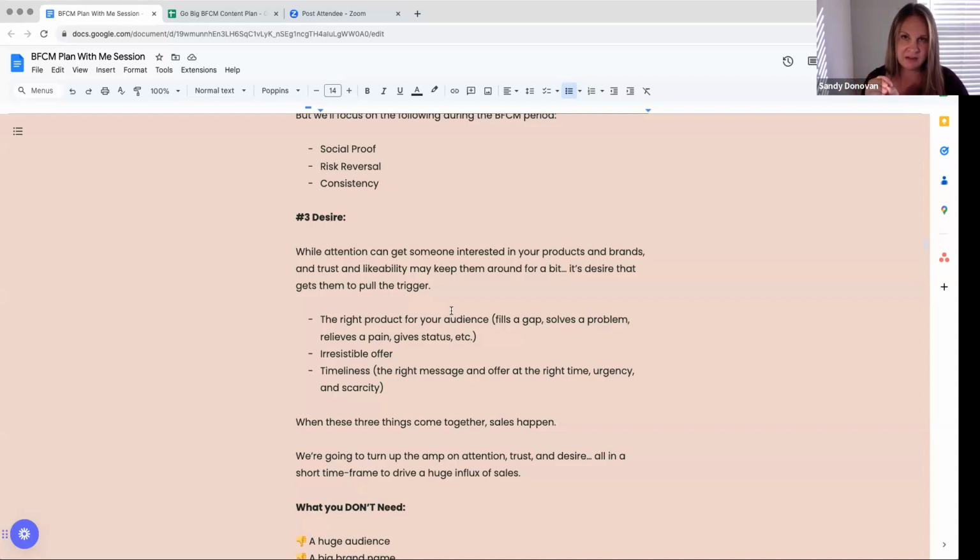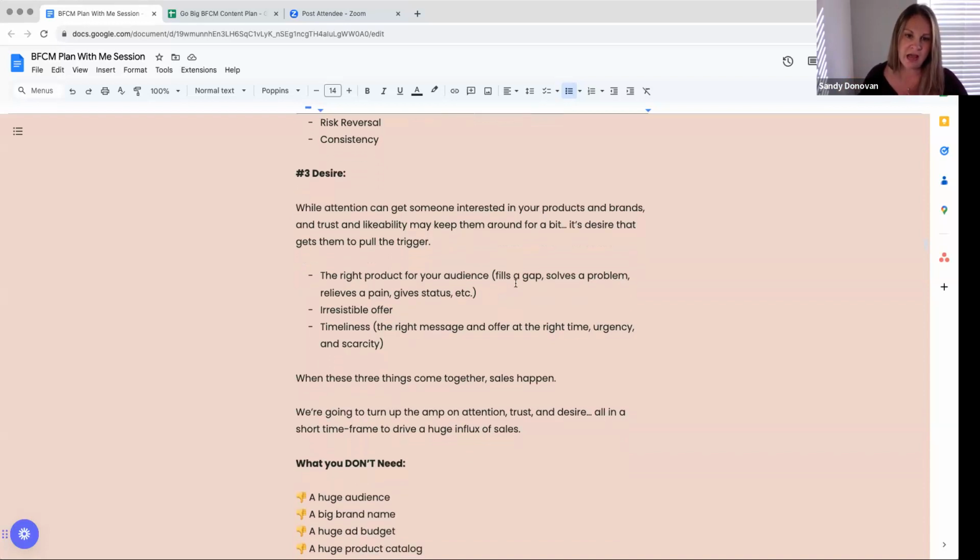And that's definitely a big part of what we're going to talk about today. So how do we do that? One, you have to have the right product for your audience, right? Something that fills a gap, solves a problem, relieves a pain, gives a status symbol, something that your audience wants, your product has to provide.